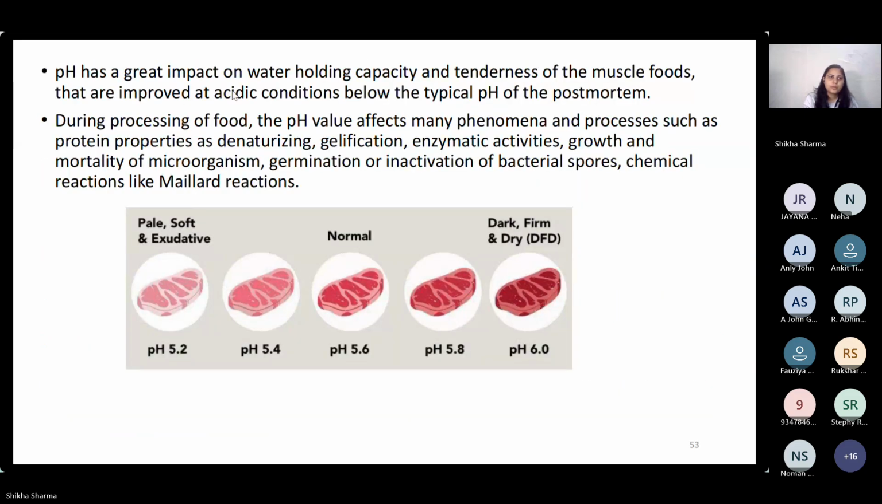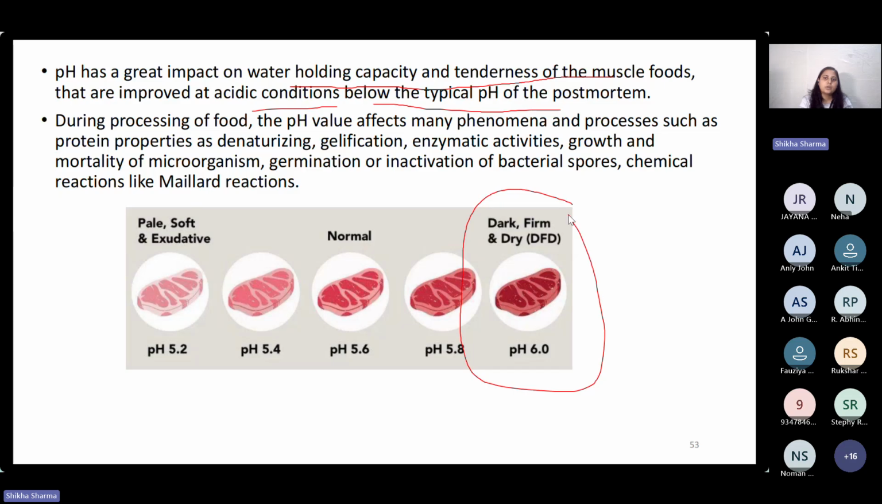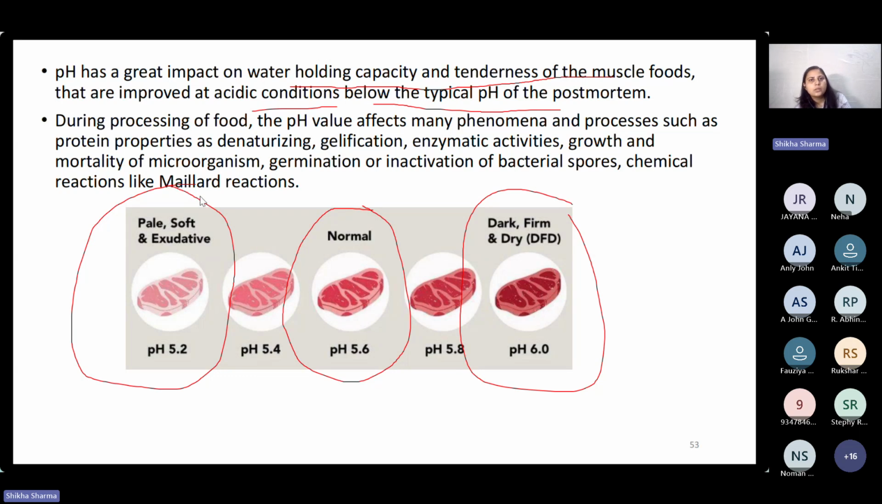So if we see the water holding capacity and the tenderness of the muscle foods, they are improved at acidic conditions, below the typical pH of the post mortem. So basically if pH is around 6, it will be dark, firm, and dry meat, but at 5.6 it will be normal, but at very low pH it will be pale, soft and exudative. So based on the pH, the water holding capacity and the tenderness of the meat are both going to be affected.